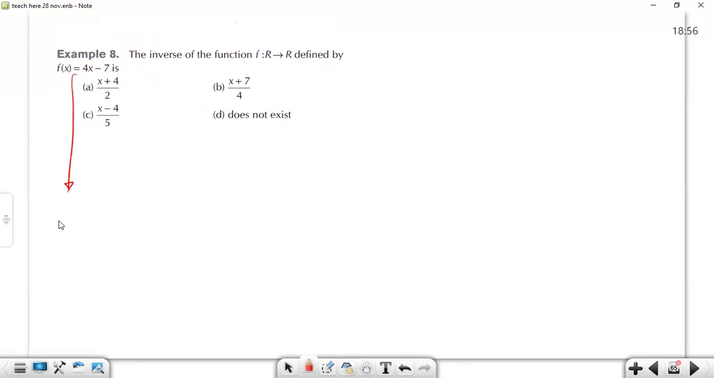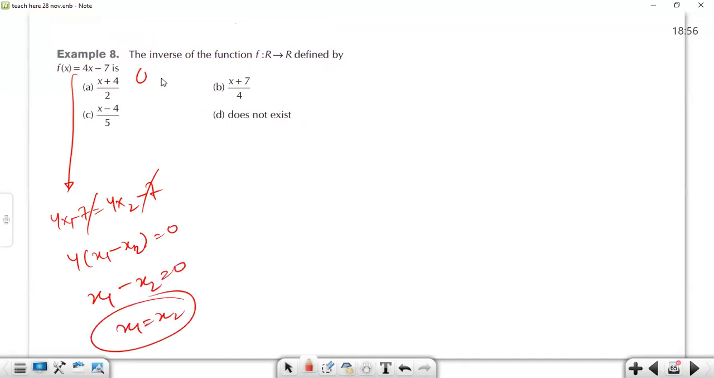Discussing one-one, we can simply see this is a linear equation. So 7 gets cancelled. 4 times (x1 minus x2) equals 0. 4 cannot be 0, so x1 minus x2 is 0. So x1 is equal to x2. So it is one-one. Now let's check about onto or not.